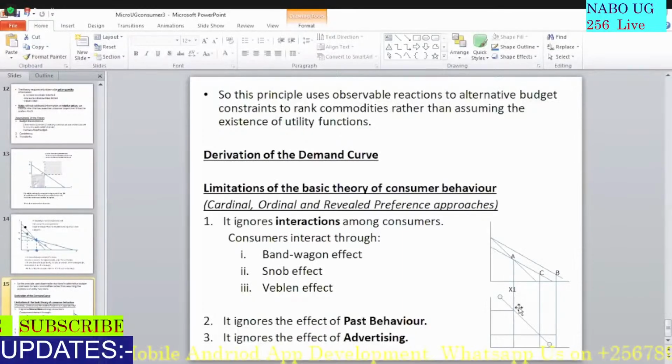You at B, before carrying out the compensating variation, the demand curve will be here. So basically, that's how the demand curve is derived without using the indifference curve. So those are the two demand curves.